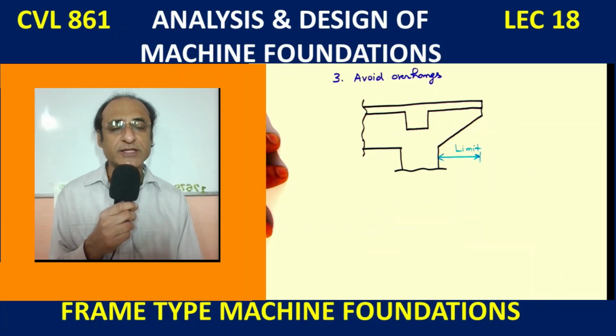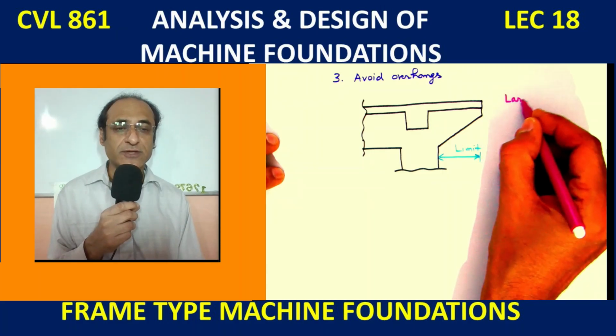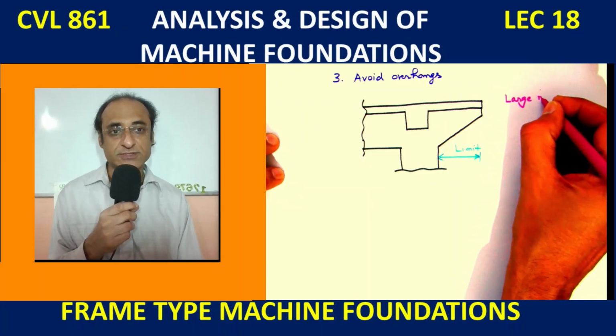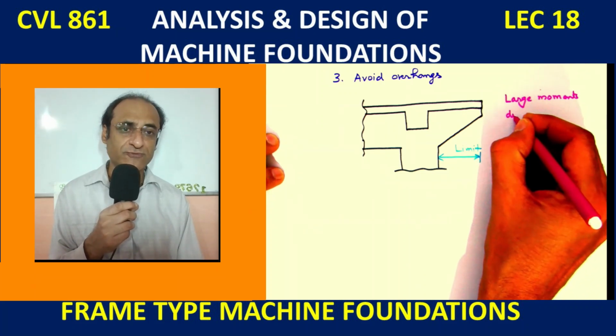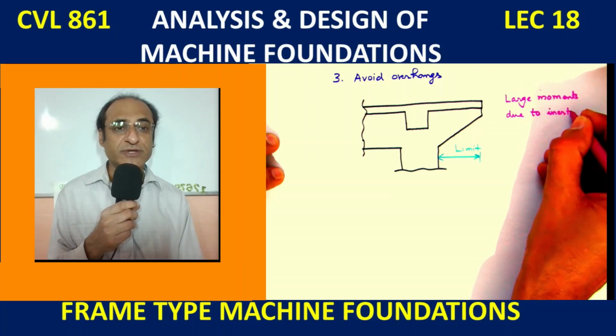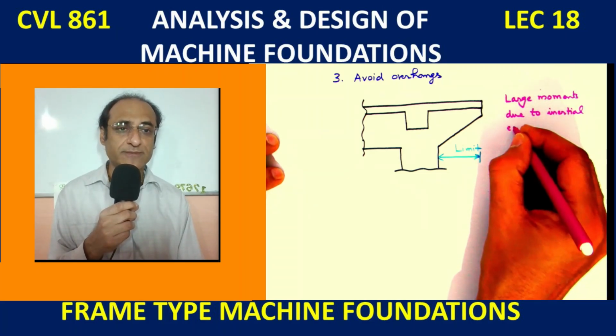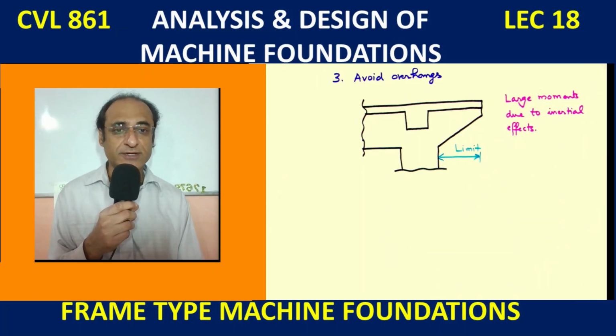A little bit of overhang is necessary as far as functional requirements are concerned, but we should avoid large overhangs. Small overhangs, typically say 300 mm or 500 mm, are fine, but large overhangs, say 1 meter, 2 meters, should be avoided. Otherwise there would be very high inertial forces, and the design would be uneconomical.